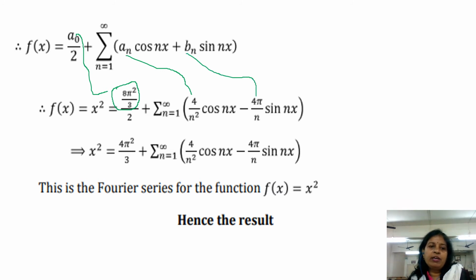So x square, which is f of x, can be written as 4 pi, solve this further, this 2 will cancel this 8, and you will get 4 pi square by 3 plus summation n is equal to 1 to infinity 4 upon n square cos nx minus 4 pi upon n sin nx. This is your Fourier series representation of f of x.